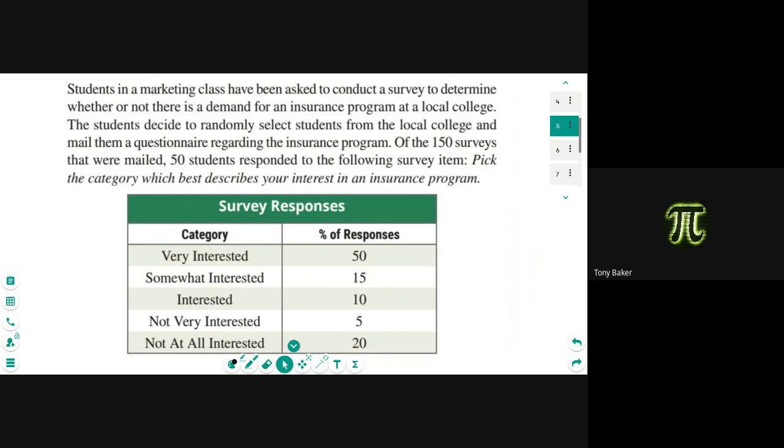It's like, give me more information about this. And if we look at the results here, 50% of the respondents were very interested, 15% somewhat interested, 10% interested, 5% not very interested, and 20% not at all interested. All right. So do we see the bias show up in those results? Yeah, because you were saying the ones who are most likely to respond are the ones who are probably interested in insurance and needing that, right? So they're going to be very interested in this type of information.